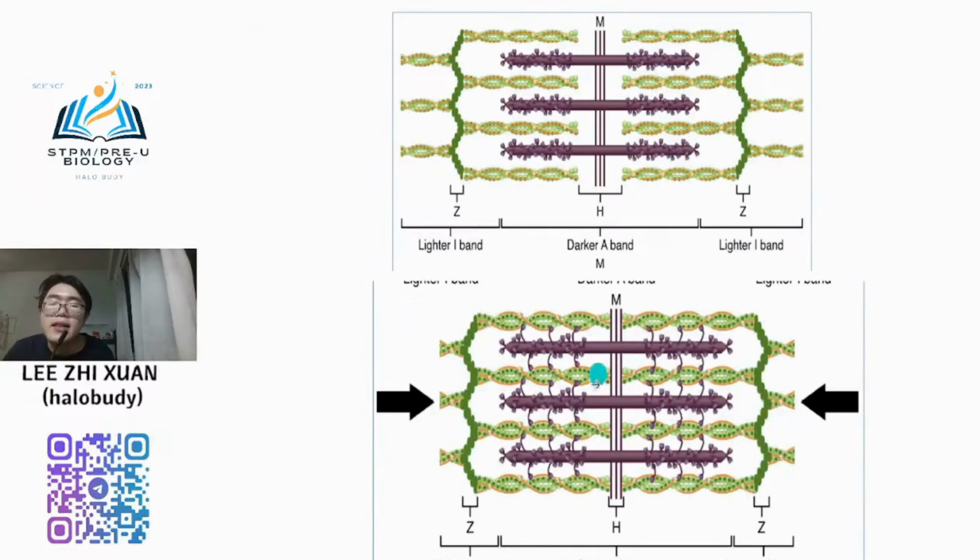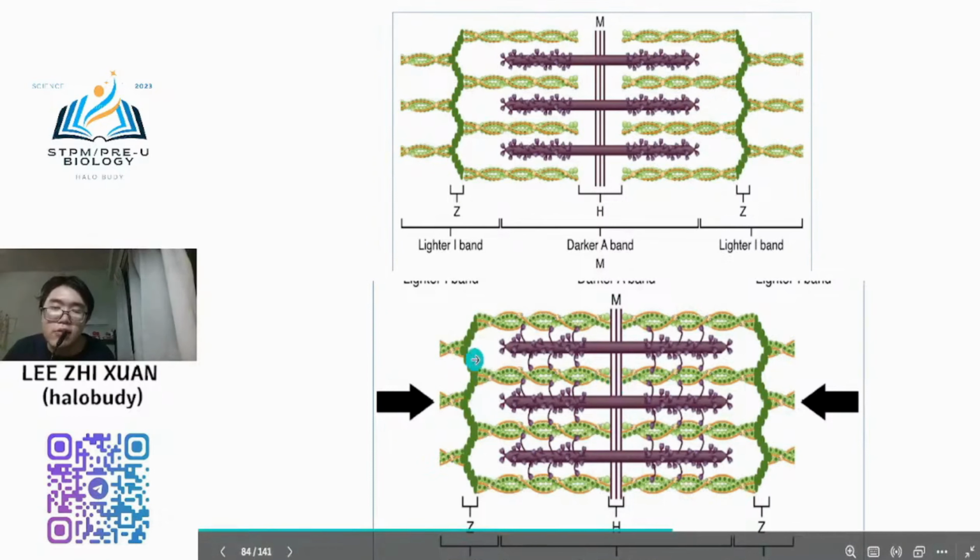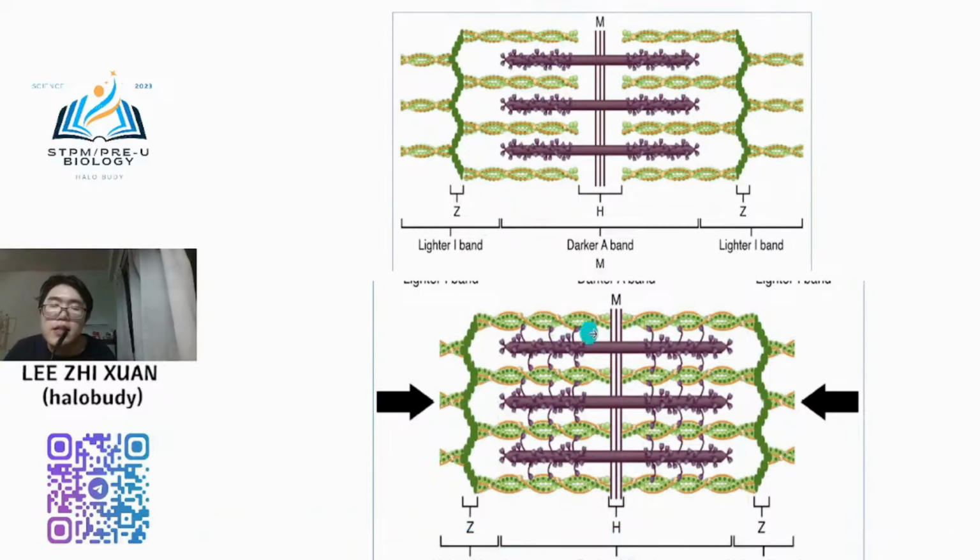And then this lower diagram is the contraction. When you see this, what is the difference? The main difference is that the actin filament has now moved toward the center, right? At the original location, you see the M line, the middle line, and also the H zone. The H zone contains only thick filament during relaxation. But now the actin filament has slid to the center of the sarcomere.